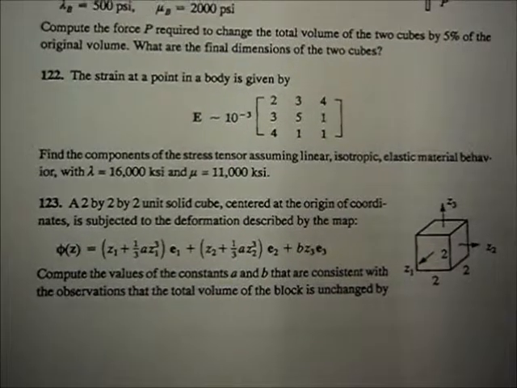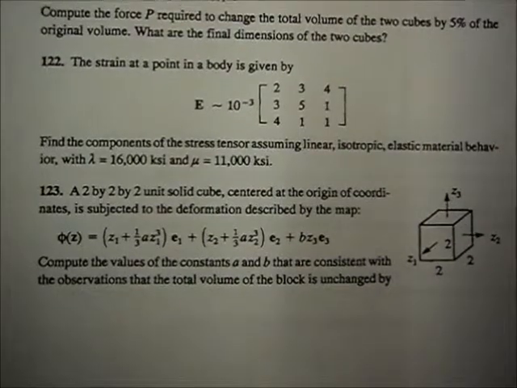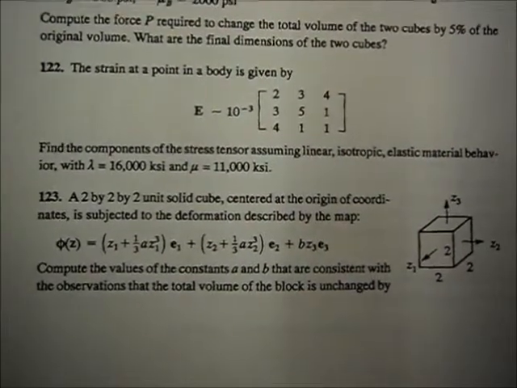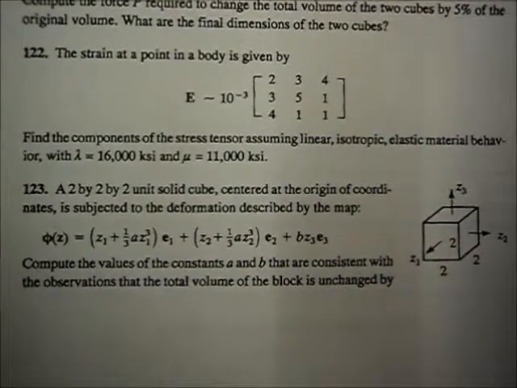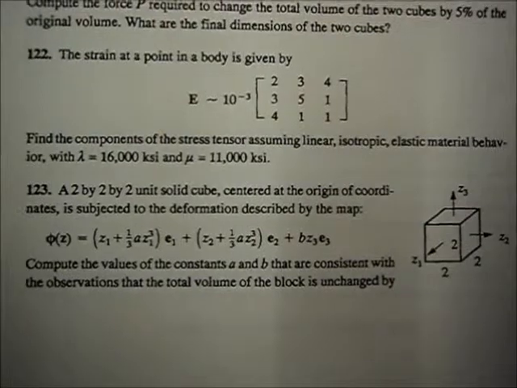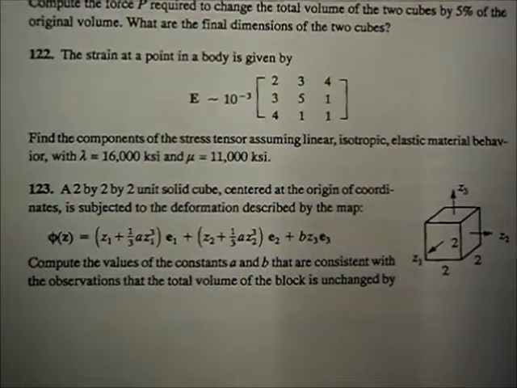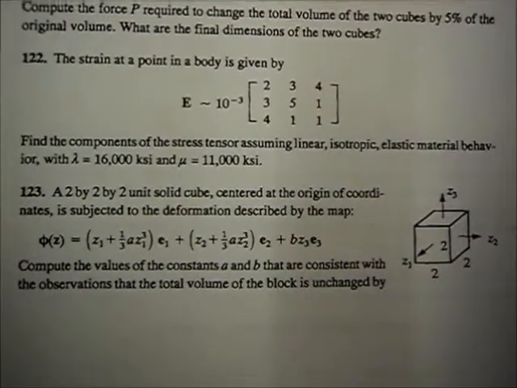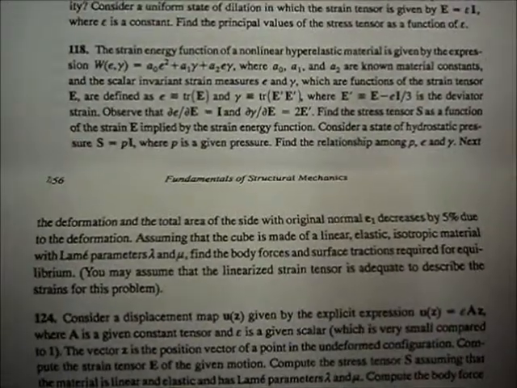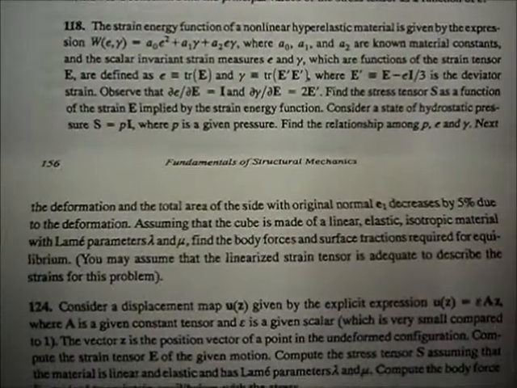We are given that a 2 by 2 by 2 unit solid cube, centered at the origin of coordinates, is subjected to the deformation described by the map phi of z equals z1 plus 1/3 a z1 cubed e1 plus z2 plus 1/3 a z2 cubed e2 plus b z3 e3. We are asked to compute the values of the constants a and b that are consistent with the observations that the total volume of the block is unchanged by the deformation, and the total area of the side with original normal E1 decreases by 5% due to the deformation.